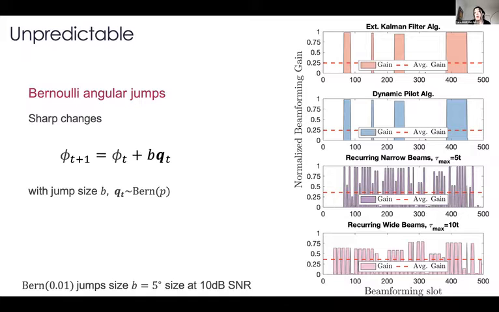Again, maybe a more realistic way to think about this is looking at the normalized beamforming gain. And you see that even though these wider beams have a worse beamforming gain, overall, because you keep covering the angle of arrival of the transmitter, you get better performance. Surprise.